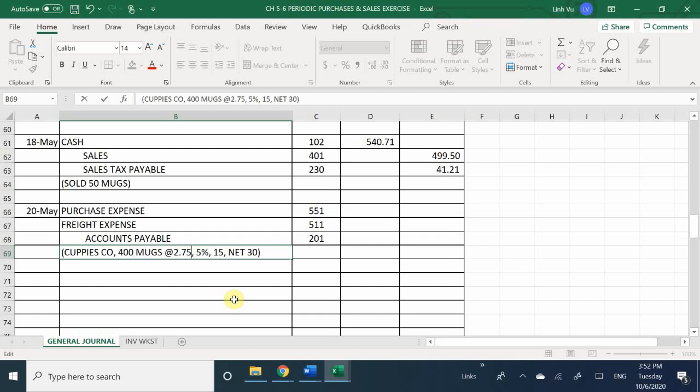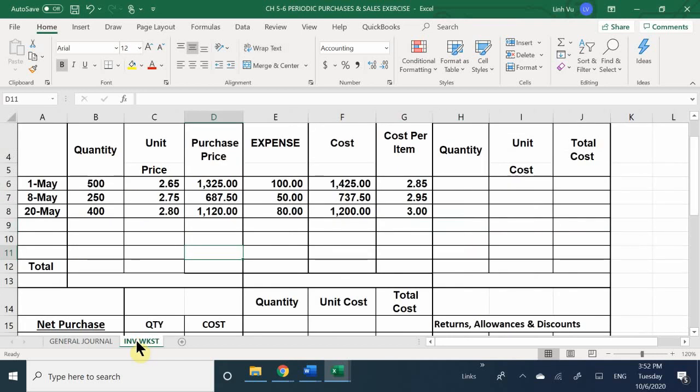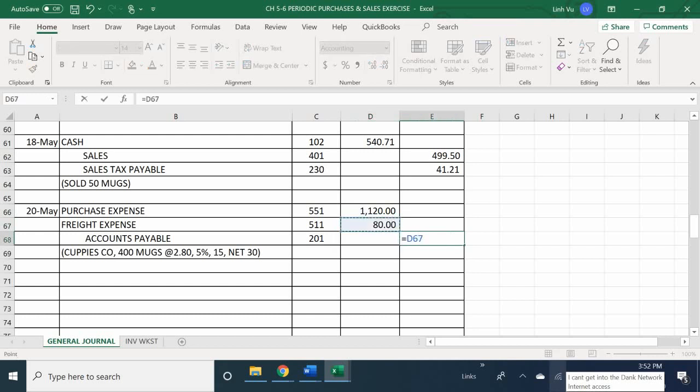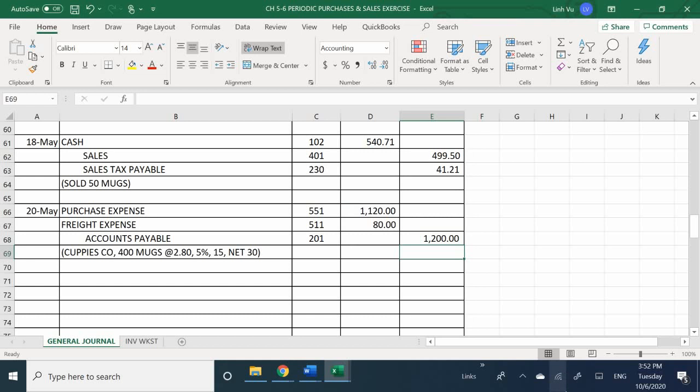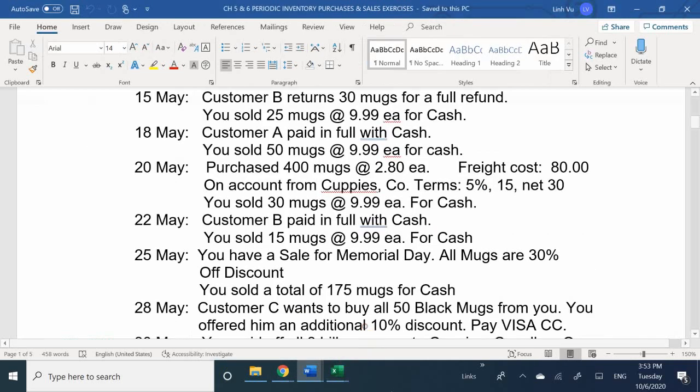And we bought 400 mugs at $2.80 each. Okay. And the terms are 5%, 15 net 30. Good. So what was my total purchases that I solved from my inventory worksheet? $1,120. So purchase expense, and then our freight was $80, making our accounts payable total $1,200 even. Good. Okay. And we already updated our inventory worksheet. So what has happened as well on May 20th?